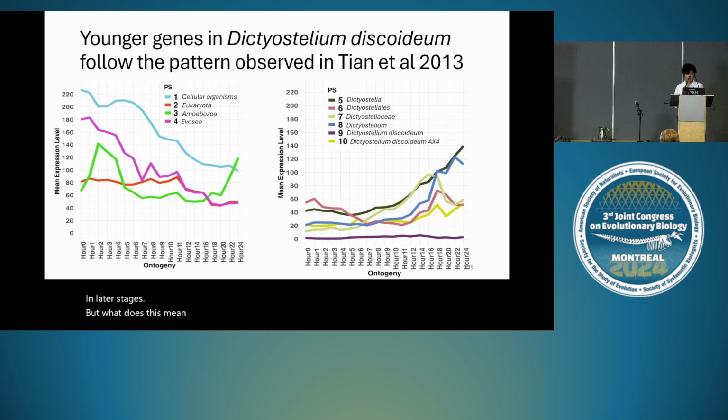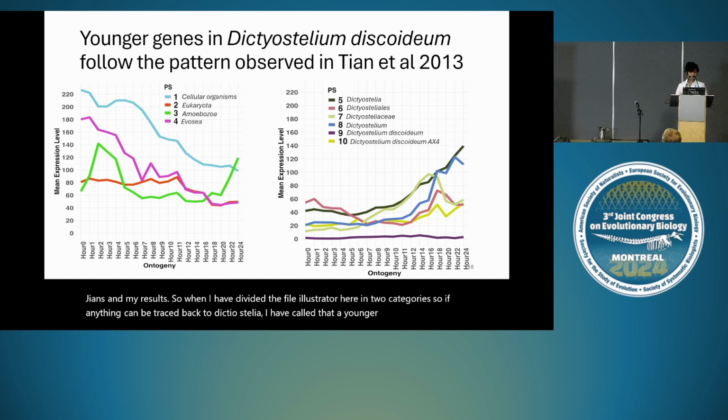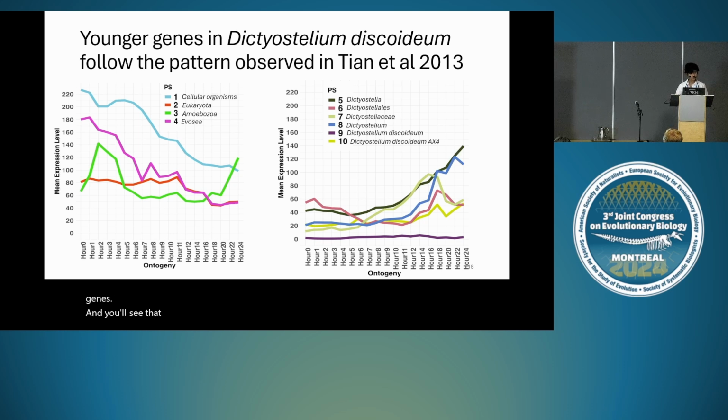Tian's and my results? So I have divided the phylostrata here into two categories. If anything can be traced back to Dictyostelium, I have called that a younger gene. And genes that can be traced back, that have emerged in Eumetazoa or earlier, I'm calling those old genes. And you'll see that older genes tend to be expressed earlier, and new genes are expressed much later.